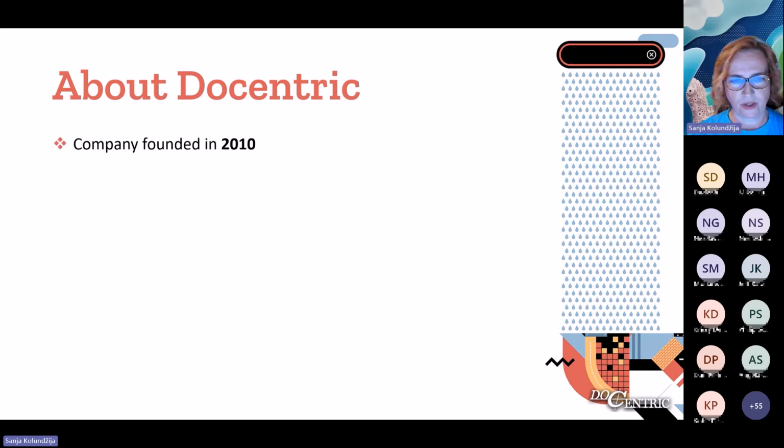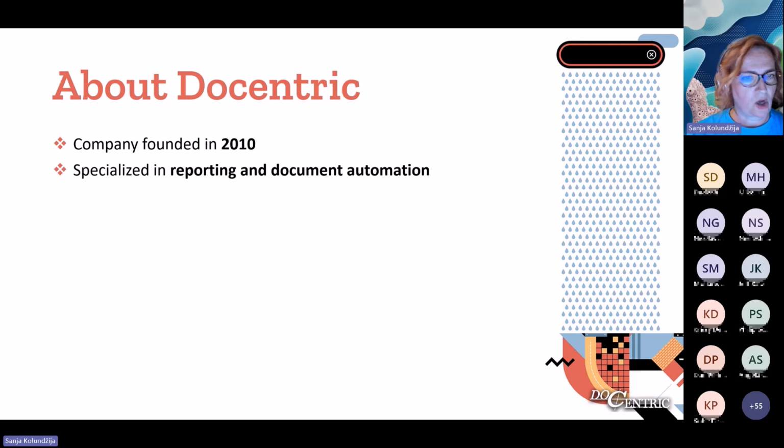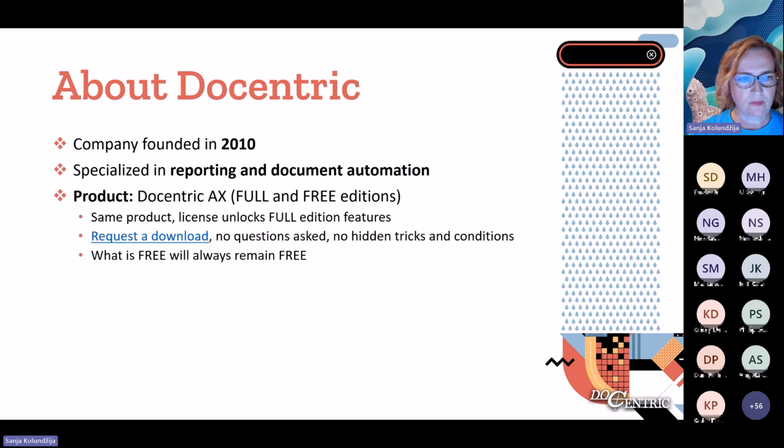It was founded in 2010 when we came to the market with another product that later turned out to be the core of our full edition product. We call it the Docentric Toolkit, but ever since we integrated it into AX 2012 and later D365, it is just one part of the Docentric AX product. We are a company specializing in reporting and document automation.